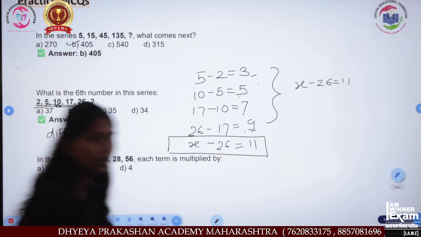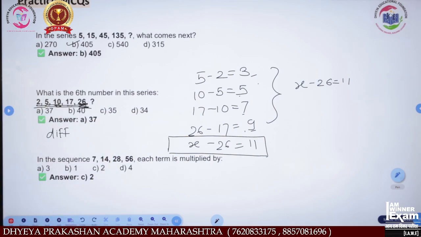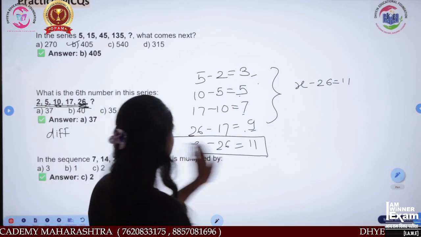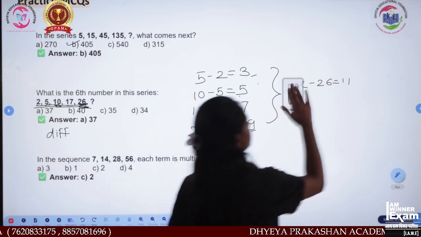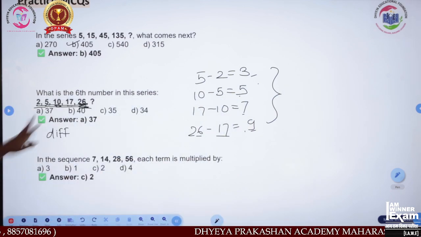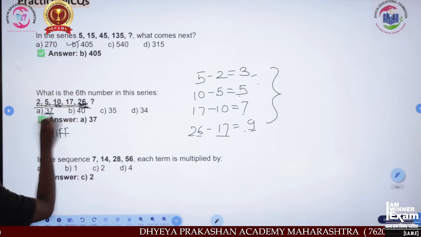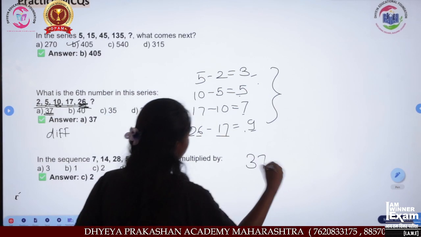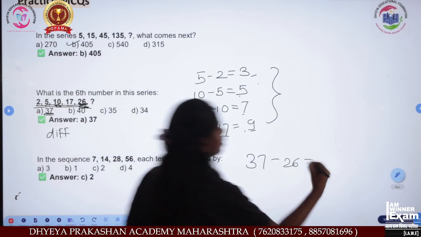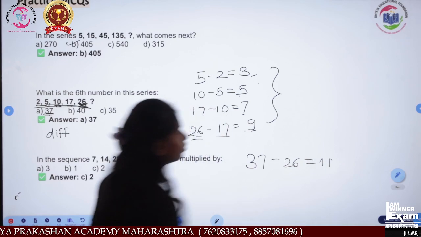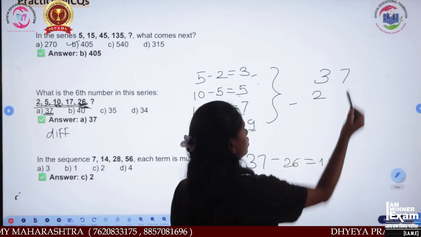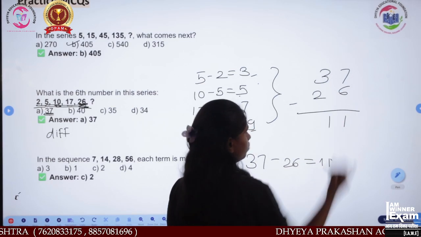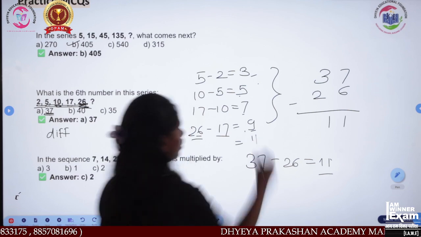You have to solve this, but this is not in your syllabus, right? Then how will you find which number minus 26 gives the answer? We will directly pick the numbers from the answers. If you take 37 and subtract 26, you will get 11. Let's check. 37 minus 26. 7 minus 6 is 1, 3 minus 2 is 1, that is 11, which we want, right?